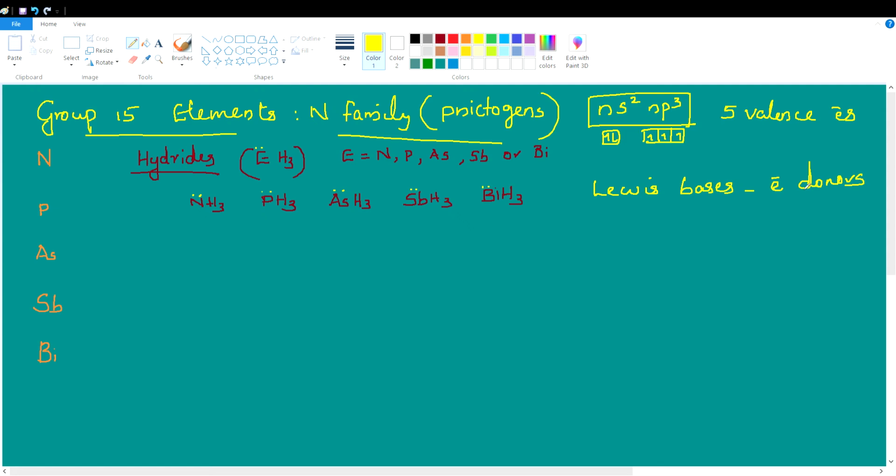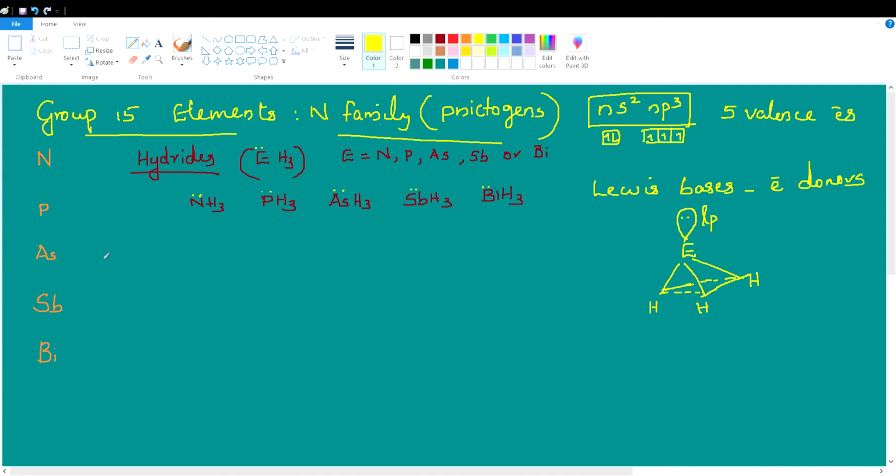All the hydrides have the shape trigonal pyramidal. Hydrogen atoms at the corners of a trigonal plane with the group 15 element at the apex of the pyramid. It has a pyramidal geometry, trigonal pyramidal geometry. The central atom, the group 15 element, contains a lone pair of electrons. That's why they are Lewis bases.